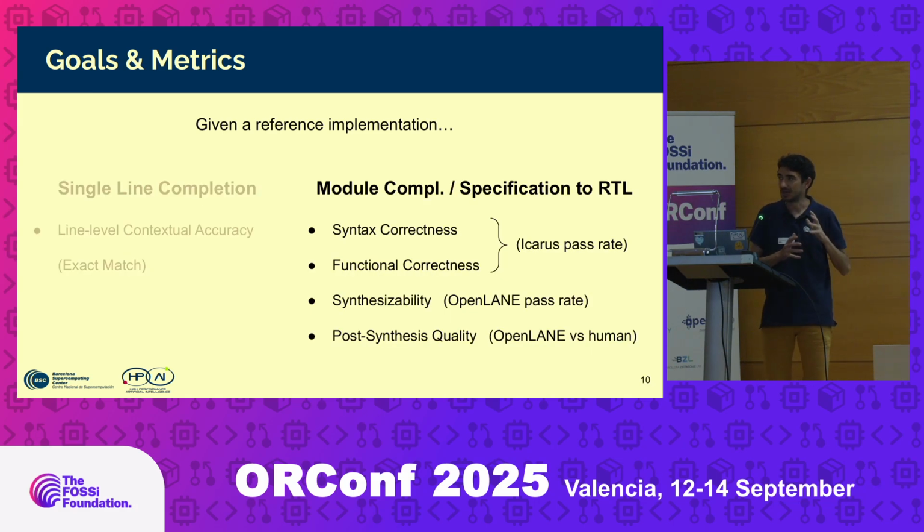For module completion and specification to RTL, there are many different ways in which you can measure performance. We tackled initially these 4. First, if the syntax is fine, and then if the functionality is fine. This is validated with Icarus in the first iteration. And then we also check if it synthesizes and what the quality of the synthesis is. Essentially, we check the performance, the power, and the area. We compare it against the human reference to see if the design of the LLM is on par with these PPA scores.